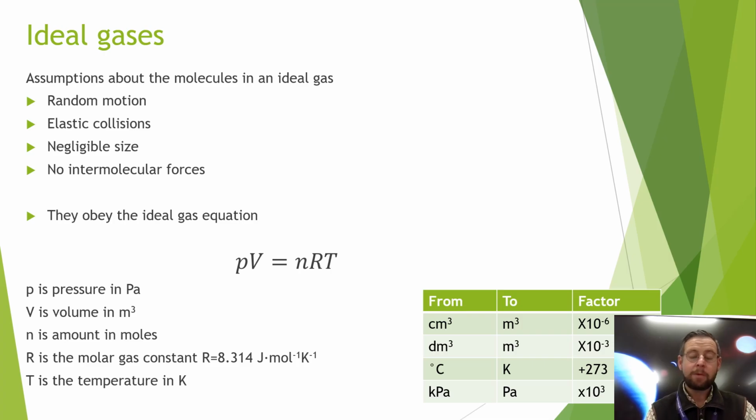So when we use this formula, we need to make sure we're using the volume in meters cubed. So if it's in decimeters cubed, we have to divide it by 1,000. If it's in centimeters cubed, we have to divide it by 1,000,000 to process any questions using this formula.